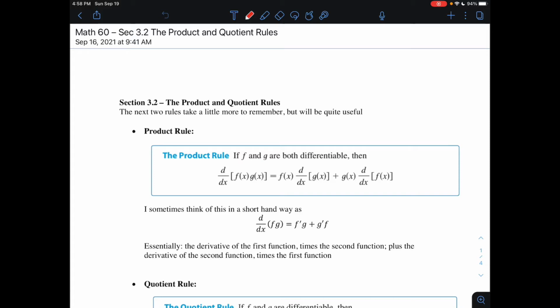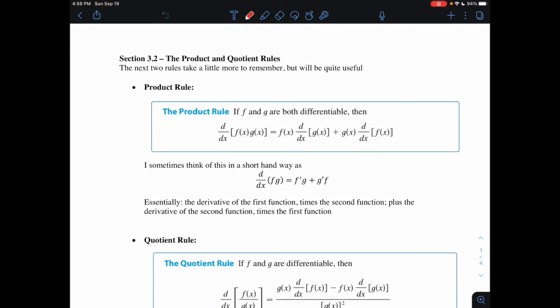In section 3.2, we learned two more rules of differentiation. Essentially, all the rules that we are learning are stemming from the definition that came from chapter 2, and now we're getting some things that help speed up the derivative process. So the first rule that we learn is called the product rule, and this is just giving us a way to take the derivative of a product of two functions.